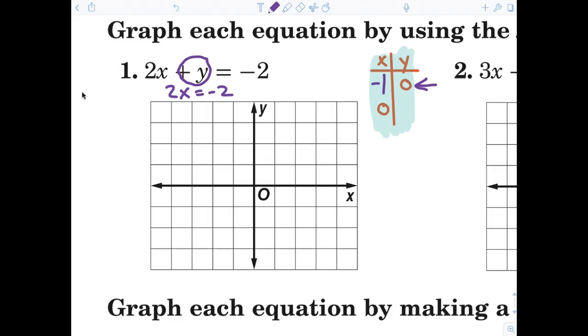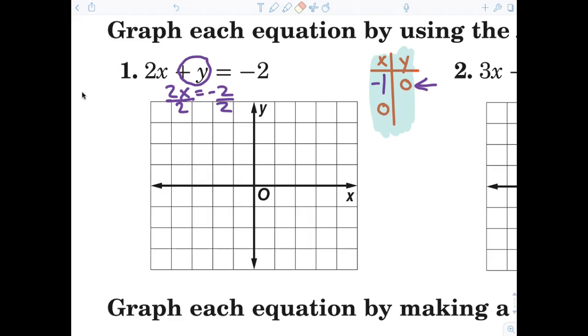Maxine, I don't get it. We're dividing both sides by 2, Maxine. Divide both sides by 2. What's -2 divided by 2? Yes, I agree.